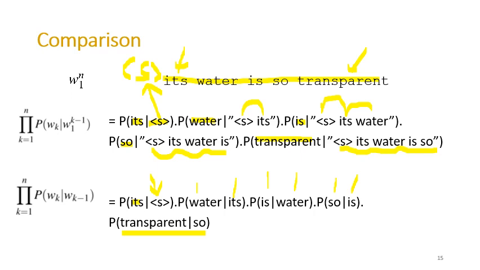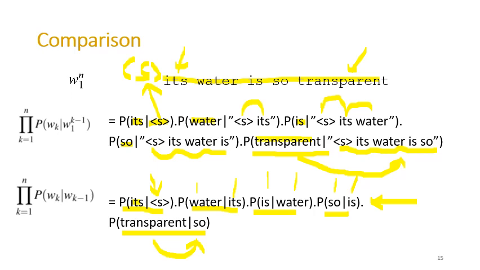Of course, it is more possible to find in your document the probability of "transparent" given the previous word is "so", compared to the probability of the word "transparent" given that the previous sequence is exactly "its water is so". So that's the advantage of the bigram approximation. Using this bigram approximation, each of these probabilities is easier to compute in your corpus because the history is not too long. So you are likely to find that it exists in your corpus.